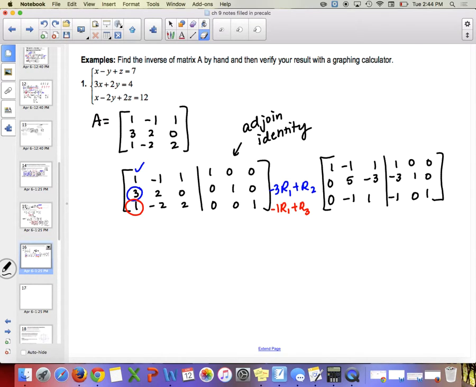Look at that third row. Let's use that third row to our advantage. Notice how it's almost a 1. It's a negative 1, right? So we're going to multiply this row by negative 1, and we're going to move it.